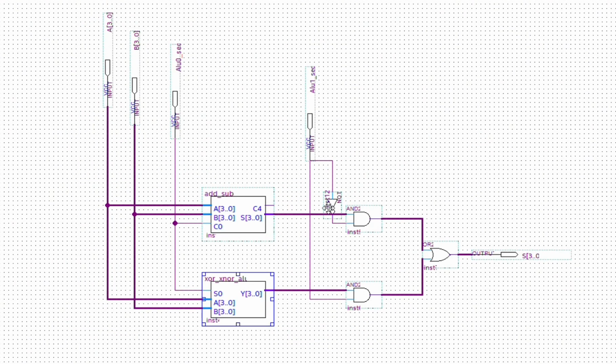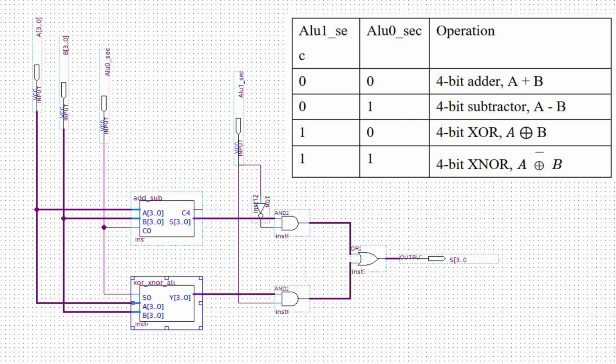The ALU operation is controlled by two select lines, ALU 0 and ALU 1. For the ALU operation, when the ALU selector equals 0, 0 it is addition, 0, 1 is subtraction, 1, 0 is XOR, and 1, 1 is XNOR.